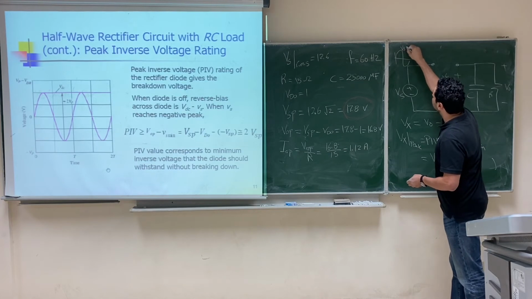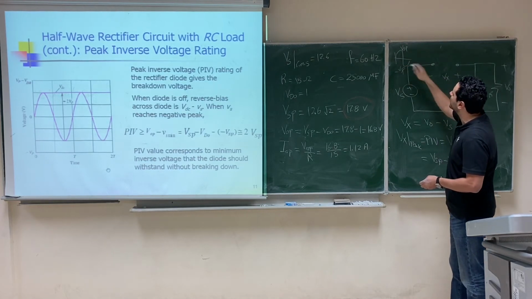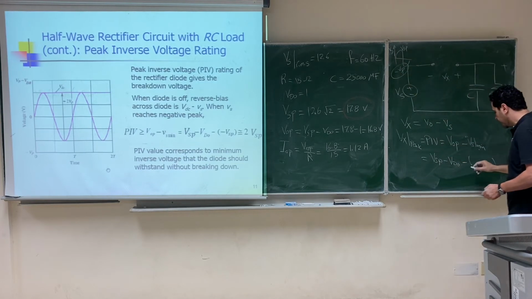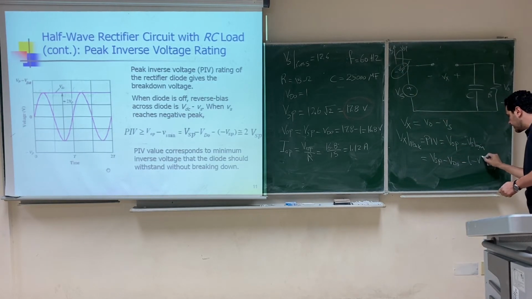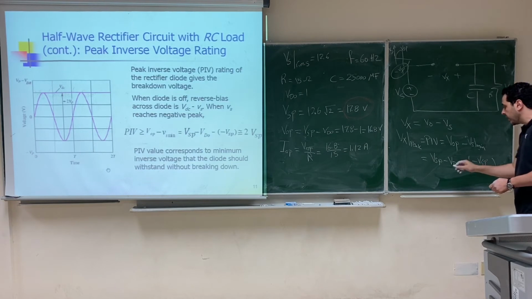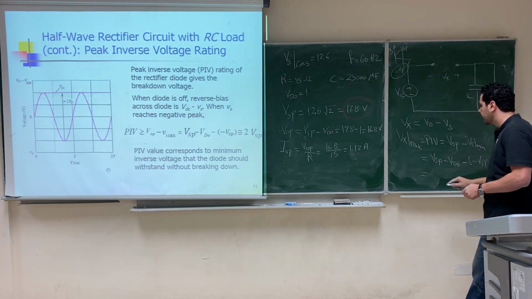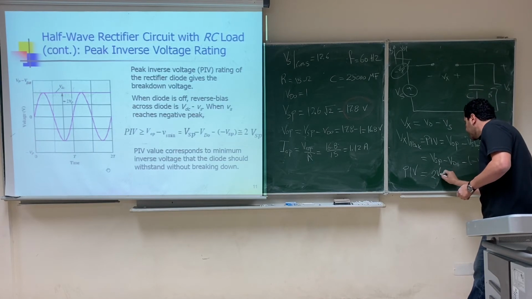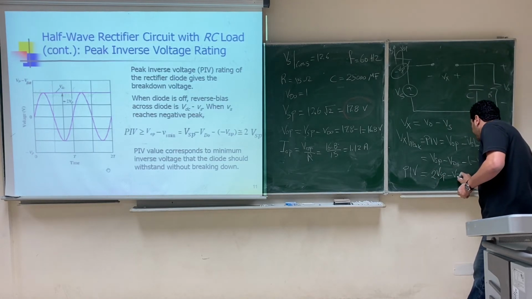That goes from Vs peak to minus Vs peak. What is the minimum of Vs? The minimum of Vs is minus Vs peak. So here the minimum of Vs is minus Vs peak. So here the peak inverse voltage will be 2 Vs peak minus VDO.